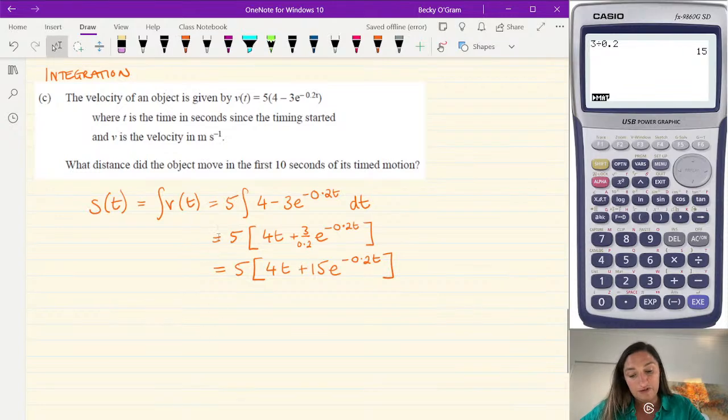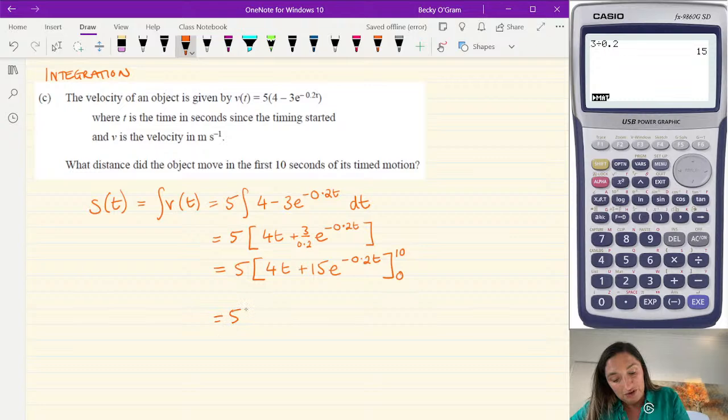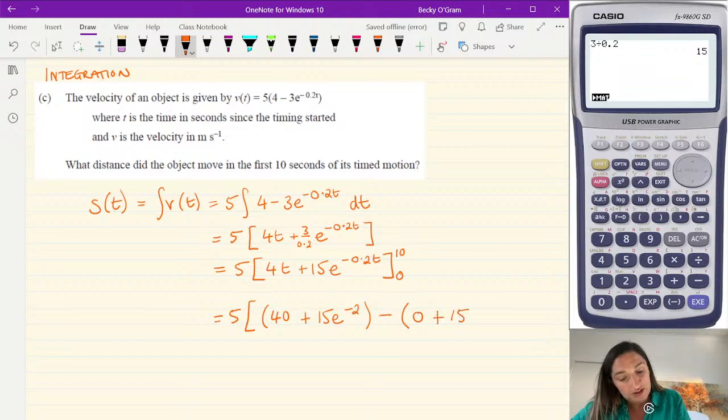Now we need the values that we need to substitute in from the question. What distance did it move in the first 10 seconds? That means we are going from the time being 0 up to the time being 10. So now we can substitute that in. We're going to put in 10 first of all, so we'll have 40 plus 15 e to the minus 2. And then we'll take away when t is 0. Well, e will be to the power of 0, and that will be a 1, so that'll be 1 times 15. And we'll pop that all in the calculator.